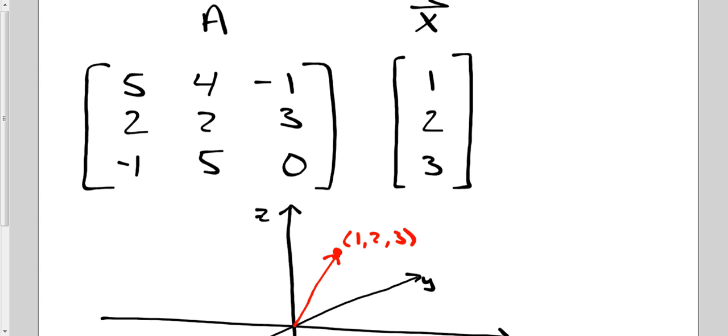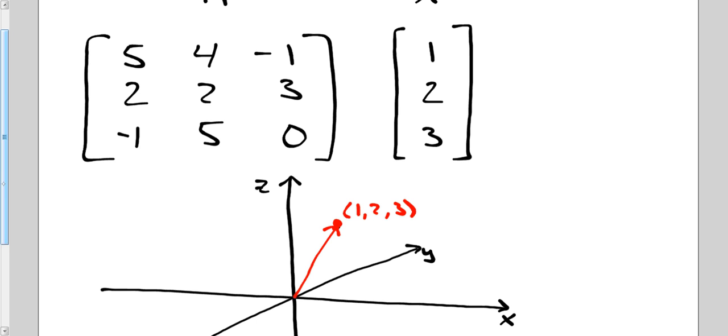We're going to check it out in a hot minute. But first, I want to figure out what this means. Okay? I got this system, right? What does this line right here, 5, 4, negative 1, what does that represent?